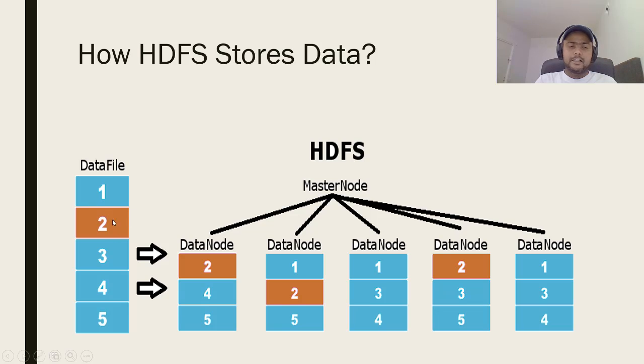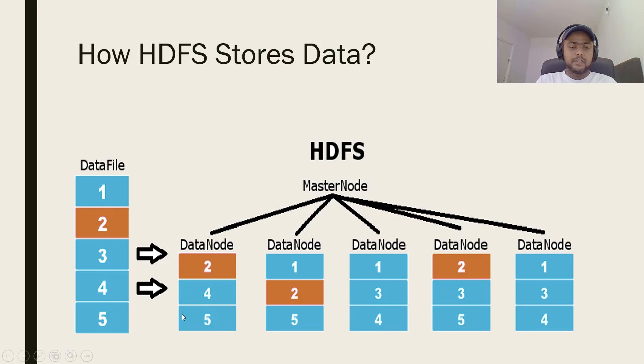So it takes the block and makes sure that it writes the block to at least 3 different data nodes in the whole HDFS cluster. And the same concept is applied to other blocks as well. If you take 1, it is written here, here, and here. If you take 3, it is again written at 3 different places. So every block of the data will be written at least 3 places.